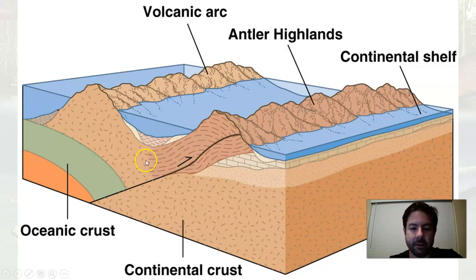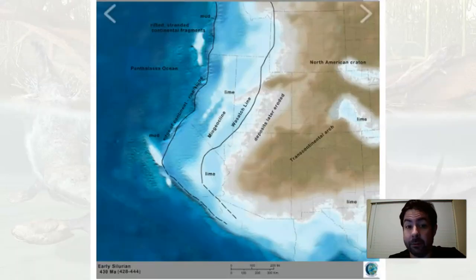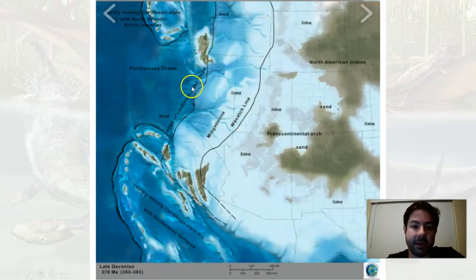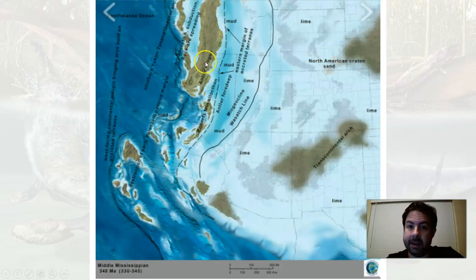That island arc was thrust up onto and over the existing craton and all of the sediment that had been deposited on top of that. So a little bit of effect here down in Arizona. This is pre-Antler Orogeny. It's coming in, and now we have the Antler orogeny, the highlands, the actual mountain range itself.